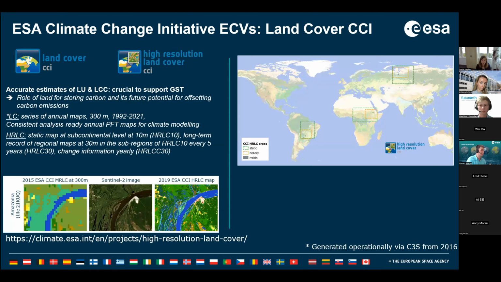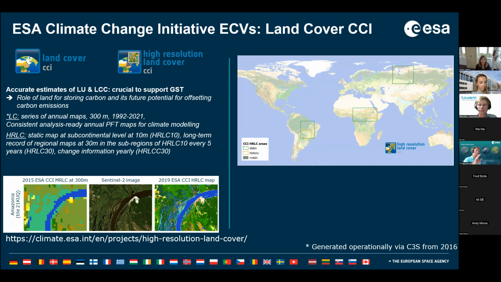The high resolution land cover is developing static maps for 3 areas in the Sahel, the Amazon, and Siberia at 10 meters spatial resolution, along with a long-term record of regional maps at 300 meters spatial resolution in the sub-region every 5 years, and information about changes every year. Each of those 3 zones, it's not yet a global product, has been identified as they correspond to a specific need from the scientific community.